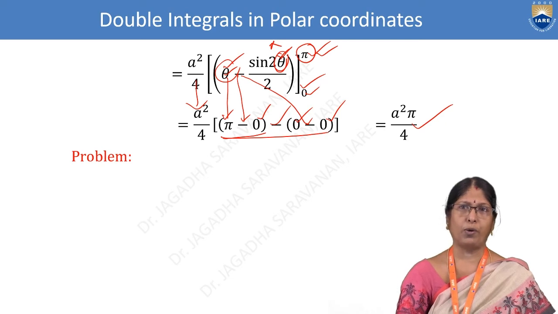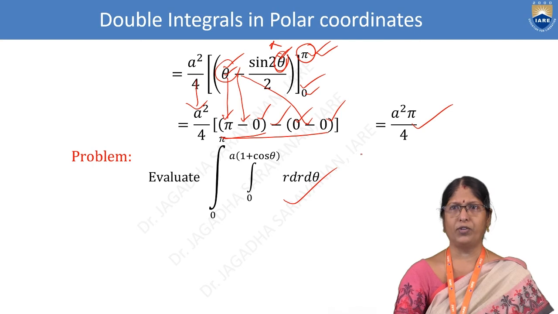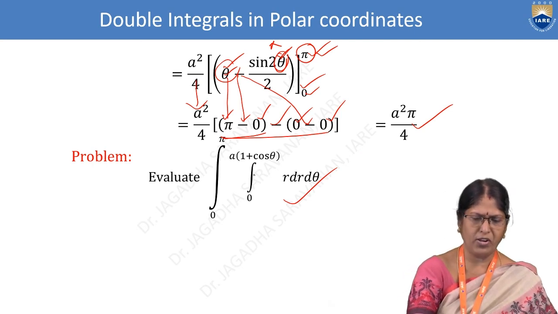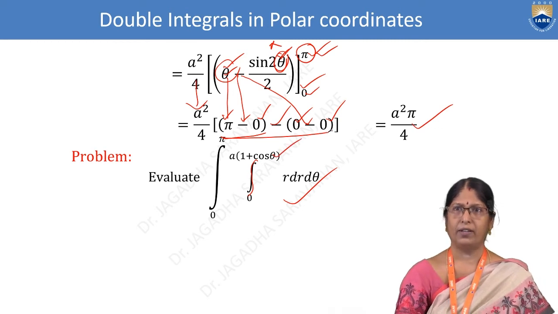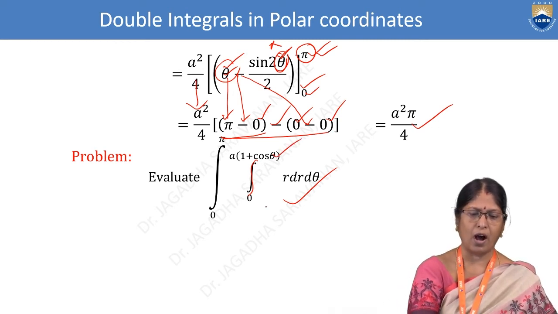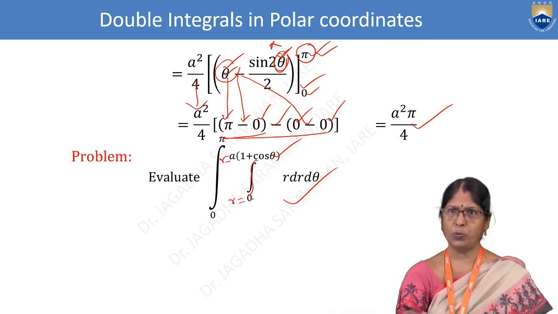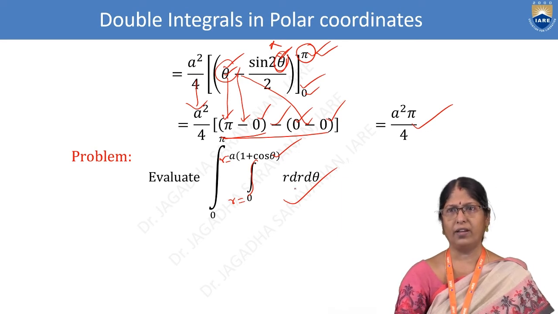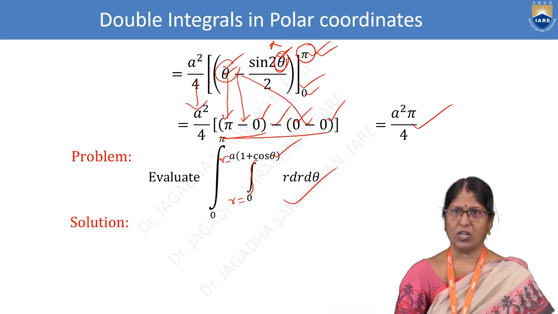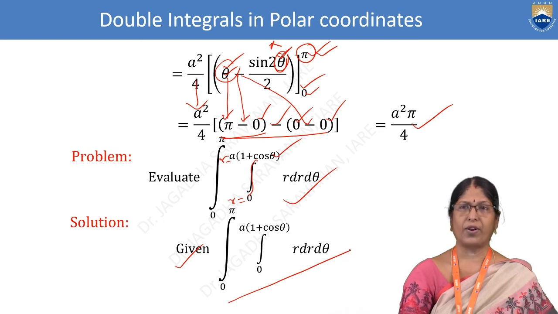The next problem is a double integral. The interior integral is a function of theta, then it is defined for r. It is giving the picture. It is polar coordinates because theta and r are there in the functions. The solution, we are starting with the given. The question is written as it is.